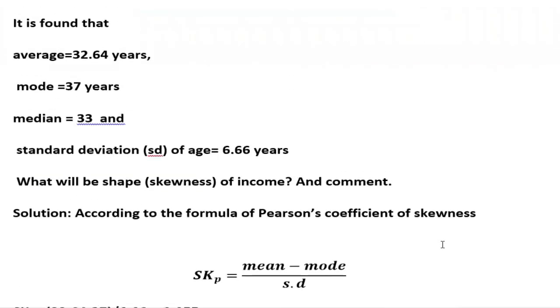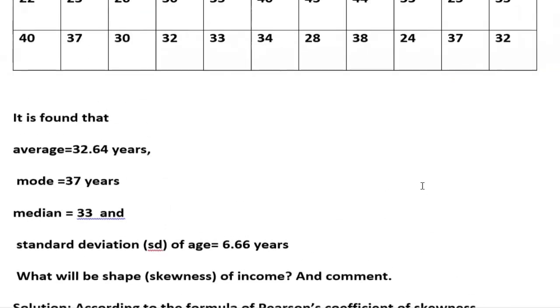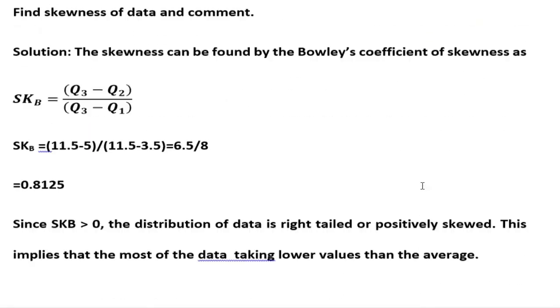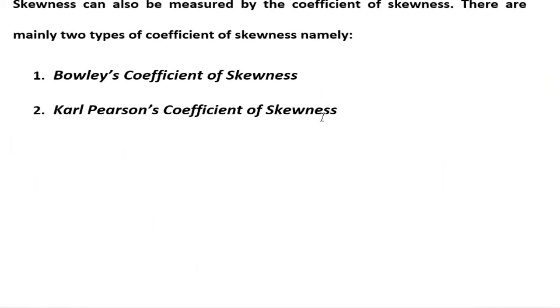So these are the mathematical ways, by two coefficients. One is Bowley's coefficient of skewness, and the other is Pearson's coefficient of skewness. Bowley's is based on the quartiles Q1, Q2, Q3, and Pearson's coefficient of skewness is based on median, mode, mean, and standard deviation. Then you can know the shape of the data. It is left tail, negatively skewed, right tail, or positively skewed, or symmetric. That's all. So these are the ways to know the shape of the data mathematically.